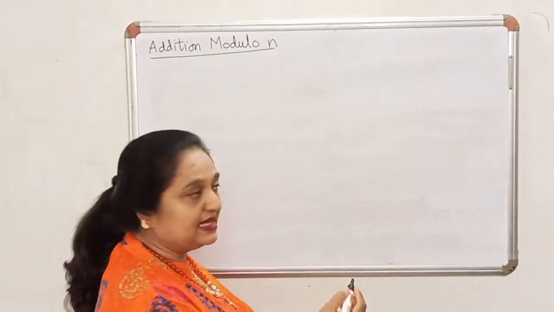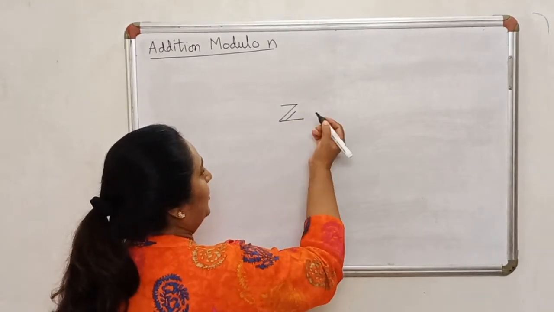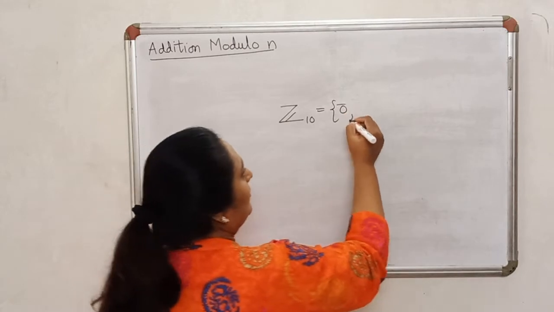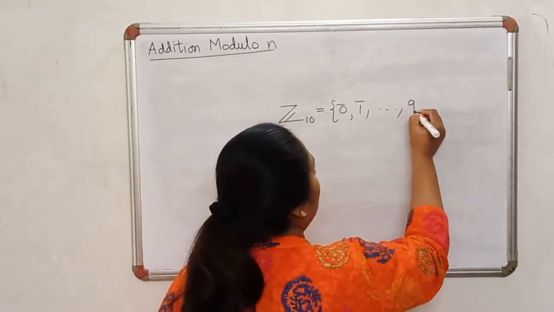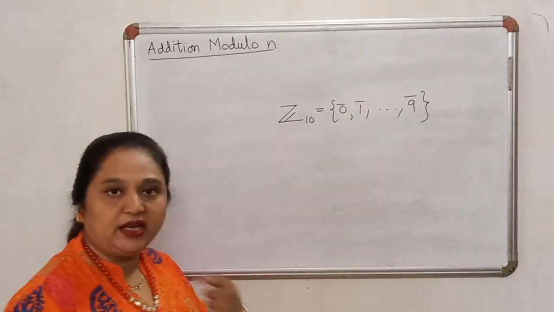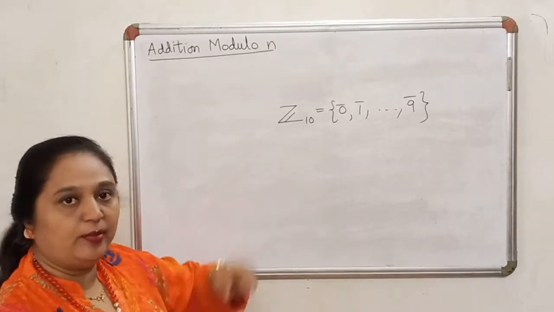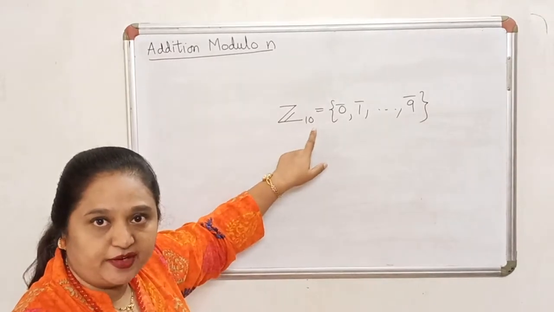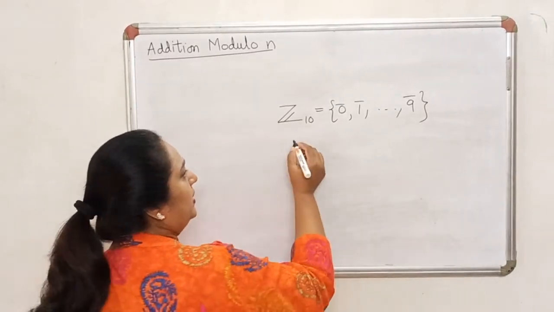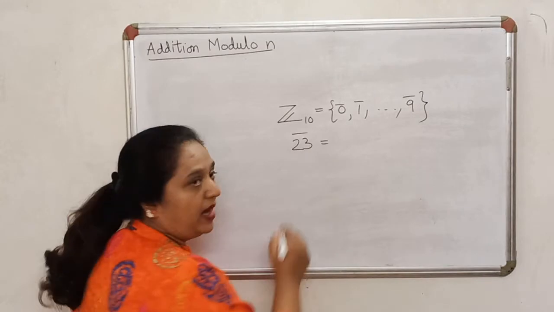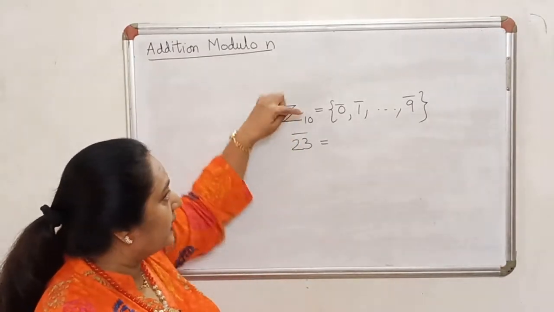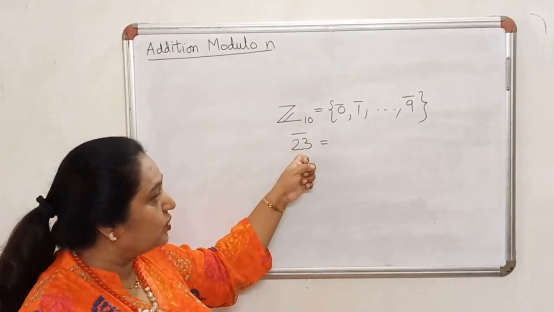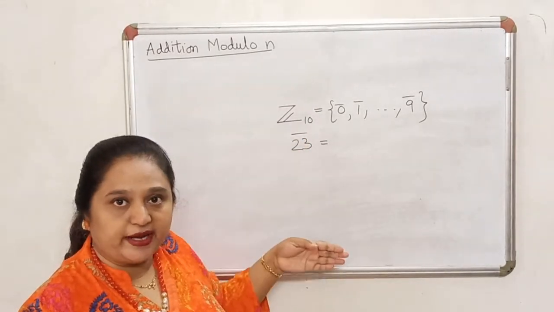I have taken Z6 as the example. However, suppose I take Z10 as my example. Then I know that it will have 10 equivalence classes starting from 0 bar up to 9 bar. And in this set, always keep an eye on this suffix. So if I intend to find out what is 23 bar, then I need to look at this suffix 10. Take a multiple of 10 which is closest to 23 but on the underside of 23.